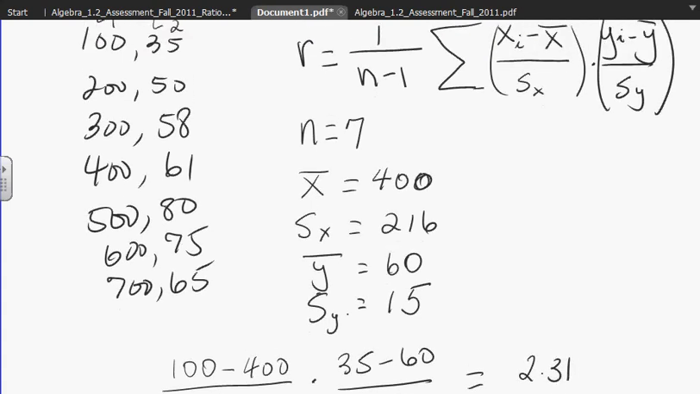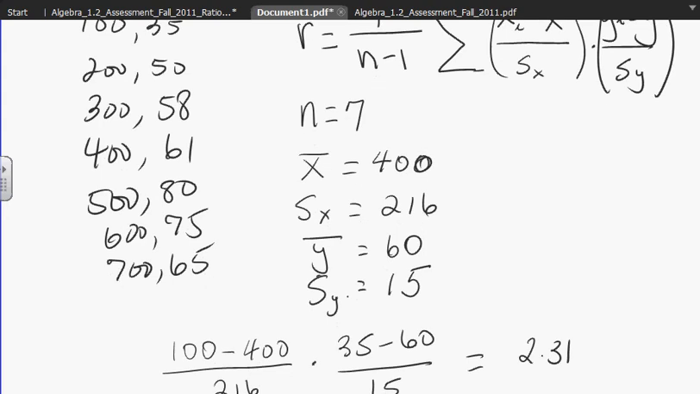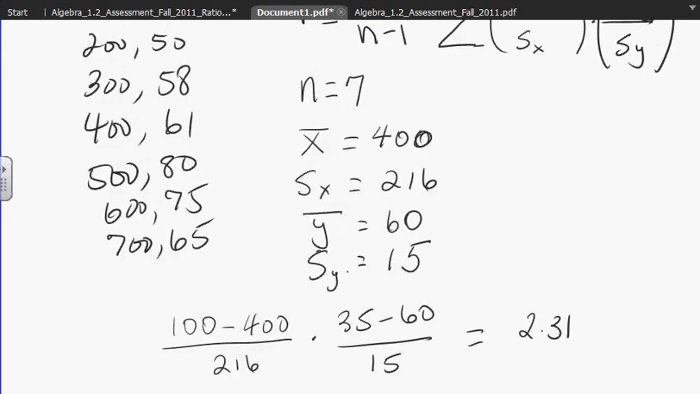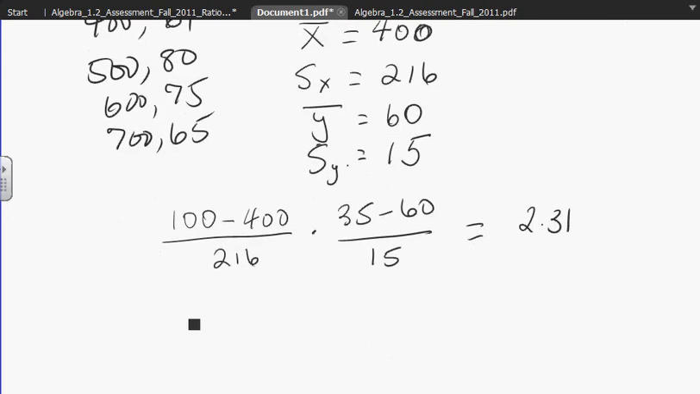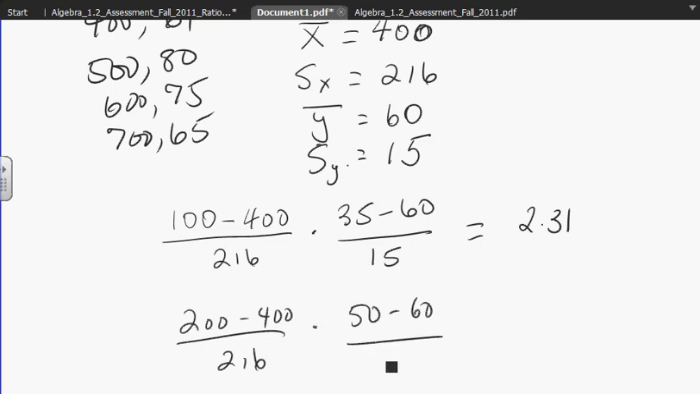Okay, now you've got to do this for the second point, which is 200, 50. So you got 200 minus 400 divided by 216 times 50 minus 60 divided by 15.